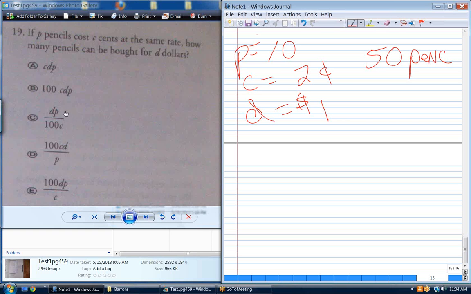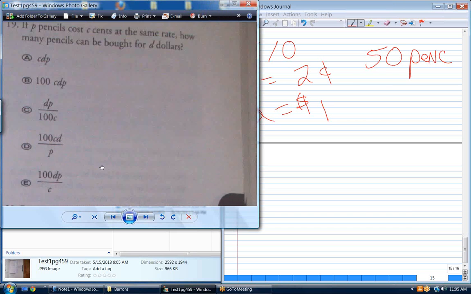D times P, well, D times P is 10 divided by 200. That doesn't give me 50. Let's try answer D. 2 times 1, so I have 200 in the numerator divided by 10. That gives me 20. That doesn't give me 50. And finally, D times P is 1,000 divided by 2 gives me 500. I did something wrong. No more answers there.